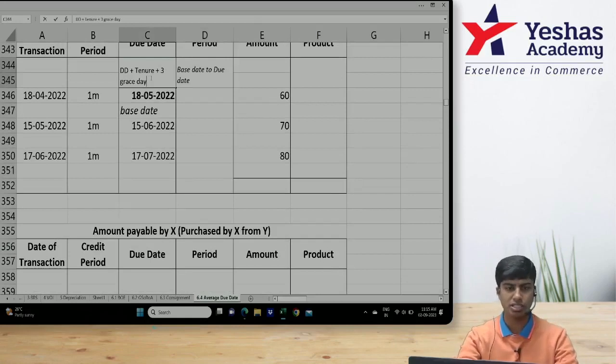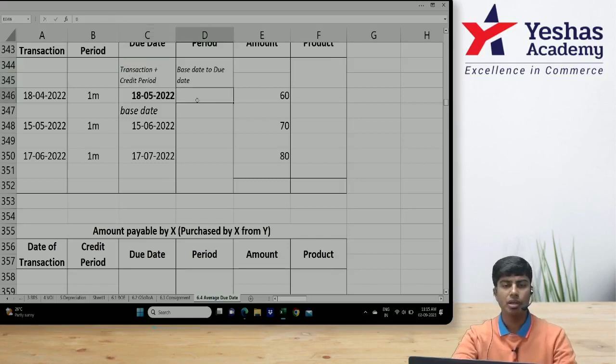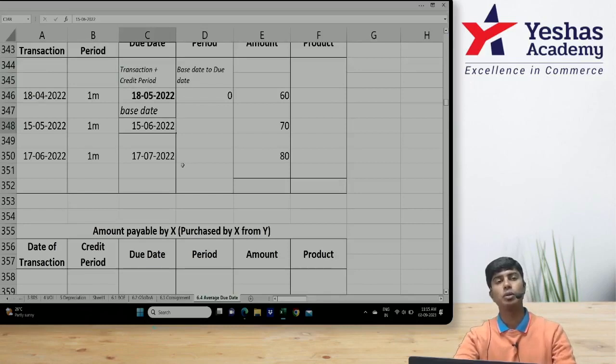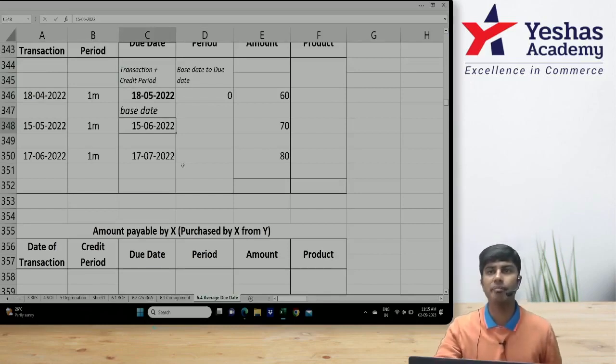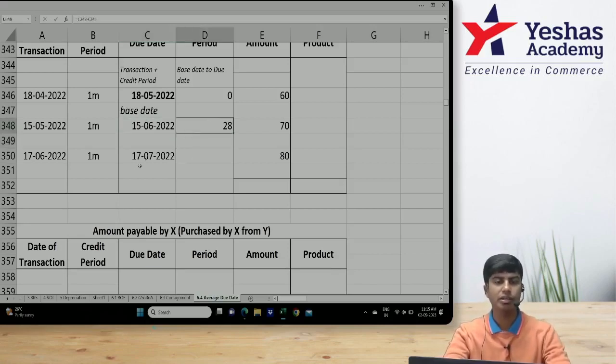Here there are no 3 grace days. It is transaction date plus credit period. 18th of May to 18th of May is 0. 18th of May to 15th of June: May has 31 days, so 31 minus 18, 13 days in May, and 15 days in June. 13 plus 15 is 28. Here, 13 days in May, take your calculator, 30 days in June plus 17 days in July.